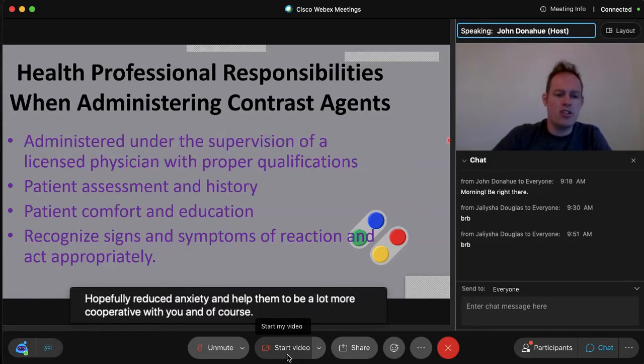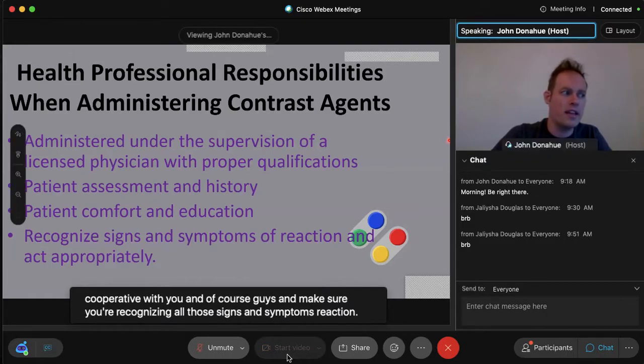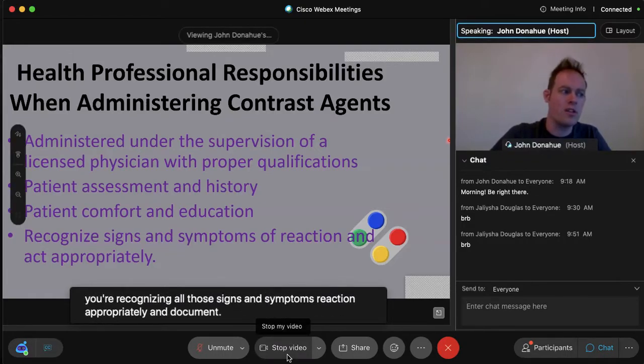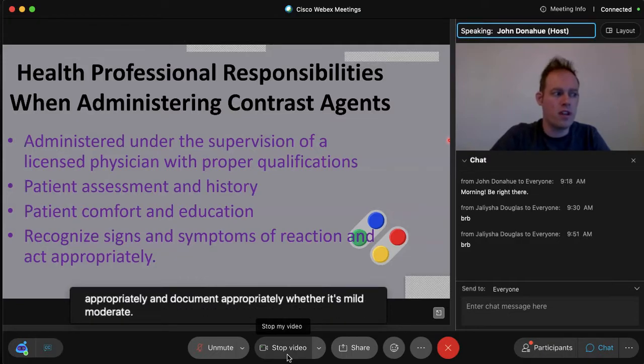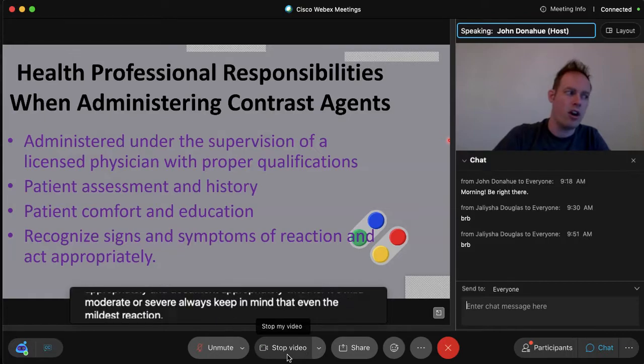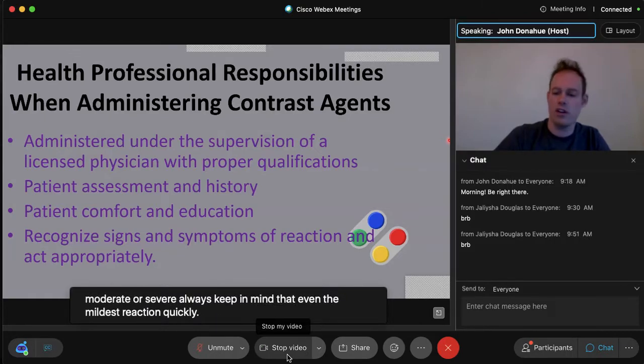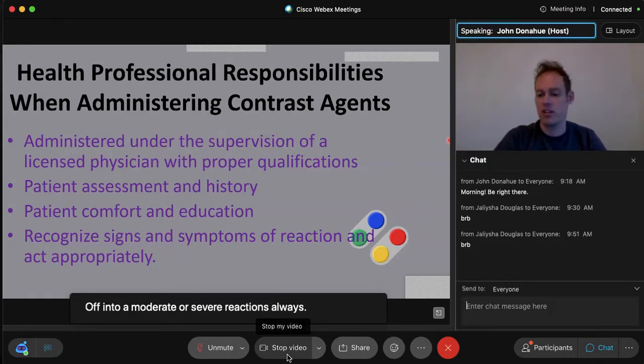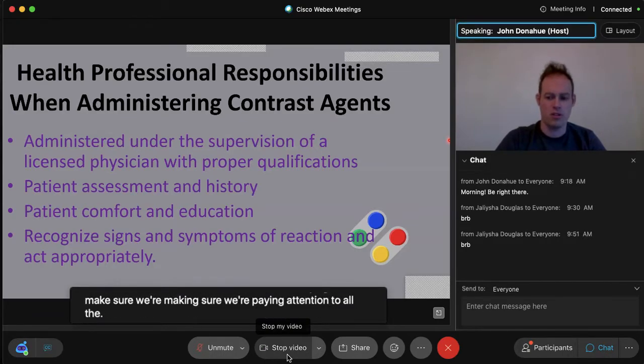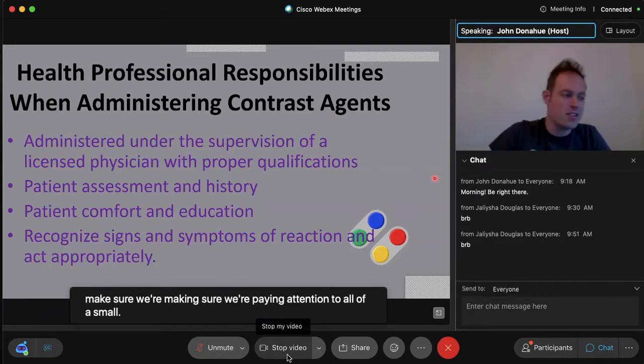And of course, guys, make sure you're recognizing all those signs and symptoms of reaction, act appropriately, and document appropriately, whether it's mild, moderate, or severe. Always keep in mind that even the mildest reaction can quickly evolve into a moderate or severe reaction. So we always got to be making sure we're paying attention to all those small details. It's a lot to remember.